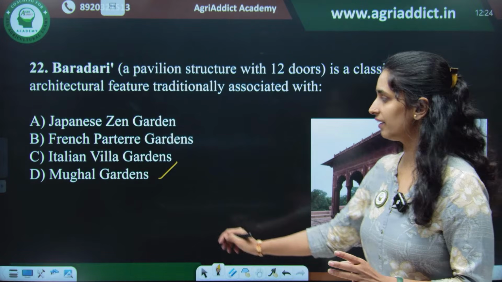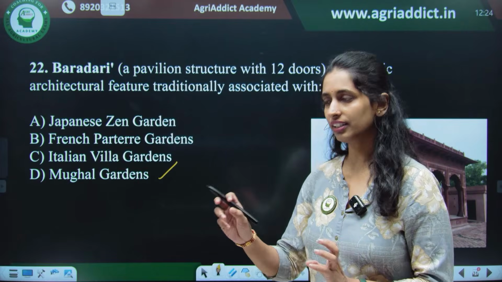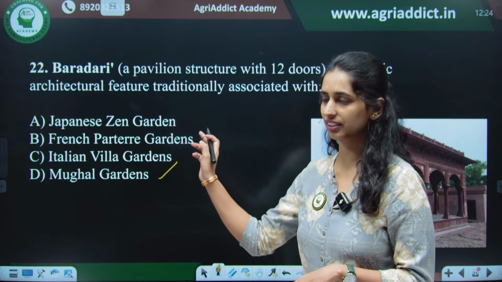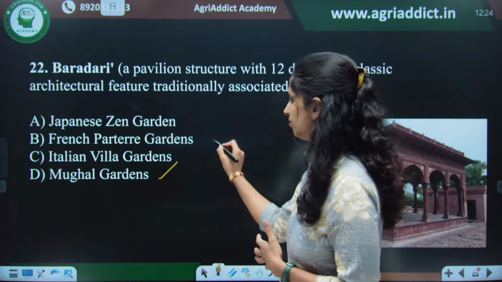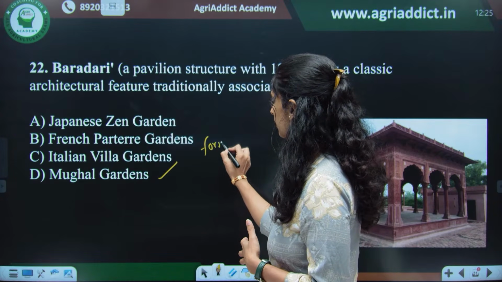So if any difficult word comes, that is a Japanese, the natural garden, that is Japanese type. French and Italian is also a type of formal garden. They all are types of formal garden.